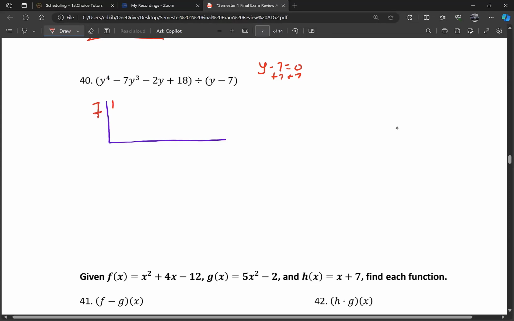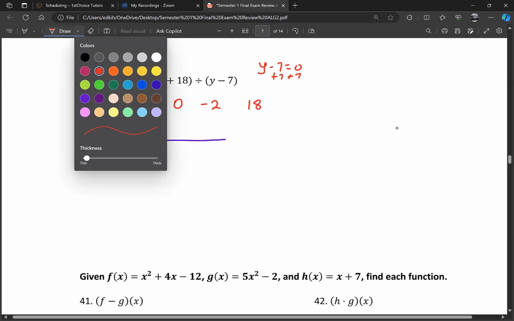So the coefficient 1, and then -7, and then -2, and then 18. We are not missing anything. Oh, we are missing something. To the power of 4, to the power of 3. Where's to the power of 2? That's missing. So we need to put a placeholder for the power of 2. We do have the power of 1, so that's going to be -2. And then we have the constant, which is 18.